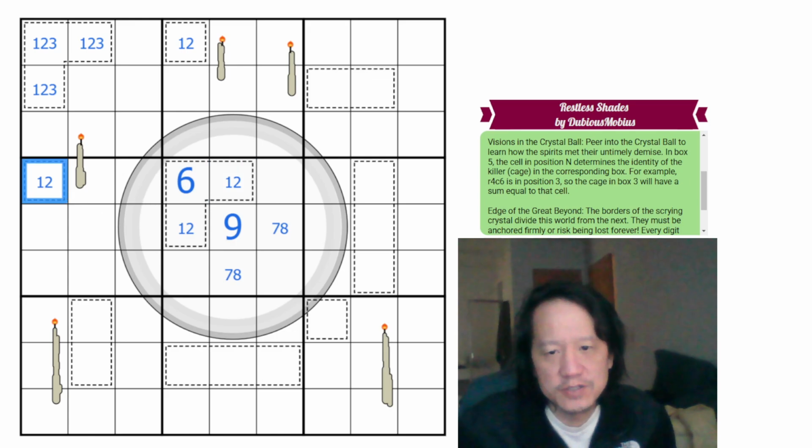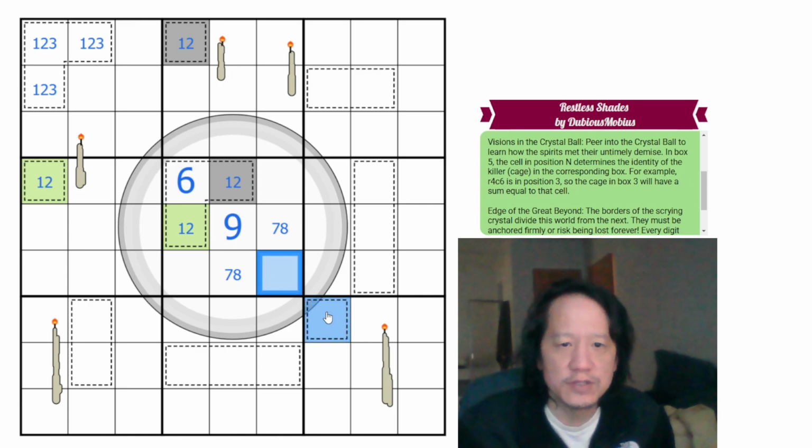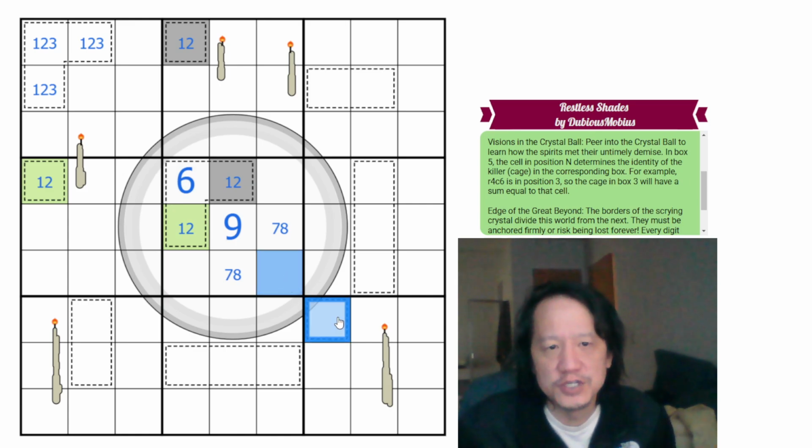This 1, 2, okay, so let's color these. So this 1, 2 is the same as this one, and this 1, 2 must be the same as this one. Similarly, whatever this is, it's the same as that digit because it's the sum of all the digits in the cage, and it must be the same.